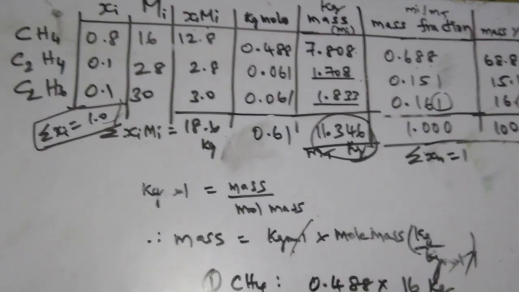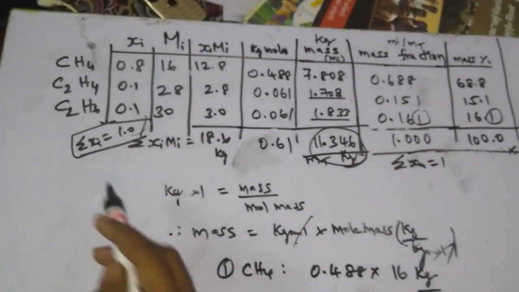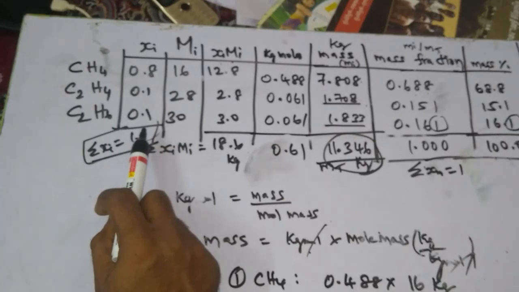Okay, so this is our overall table we have obtained. So one is given data. This is also given data.